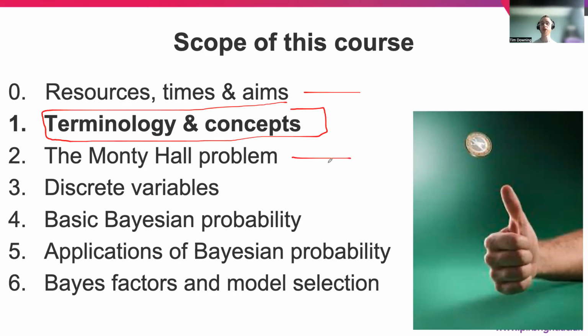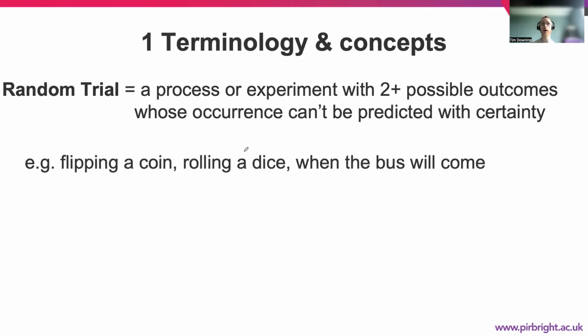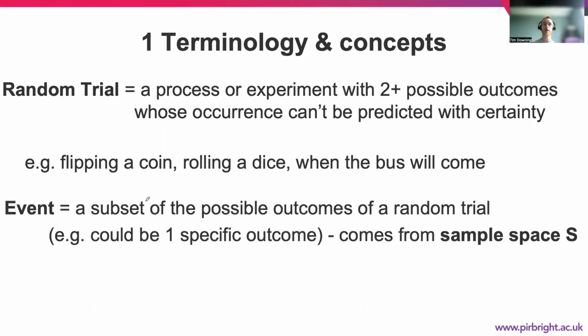So here we're talking about basic definitions of statistical features, things like random trials, which is an experiment with at least two possible outcomes whose occurrence can't be predicted with any specific certainty. An example of that is flipping a coin, rolling a dice, or considering when will the bus actually come. An event is related to this because that's the subset of possible outcomes of a random trial. It could be a single item within that subset, or it could be a collection of them. It depends on what we're trying to describe.